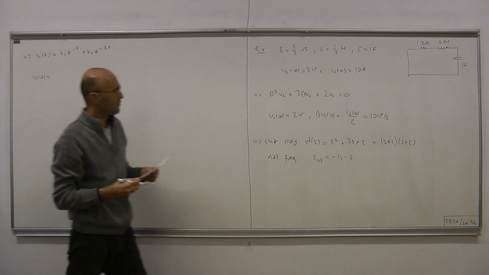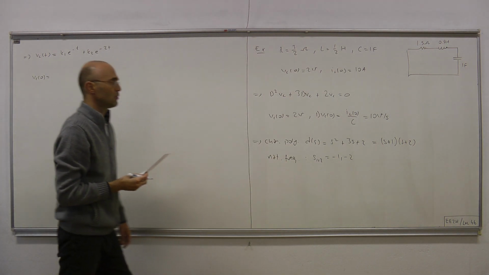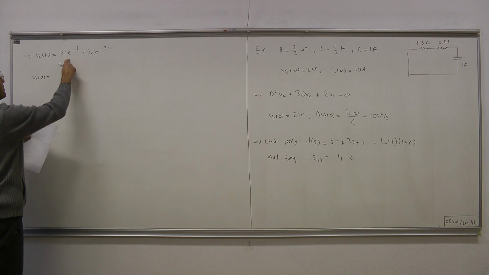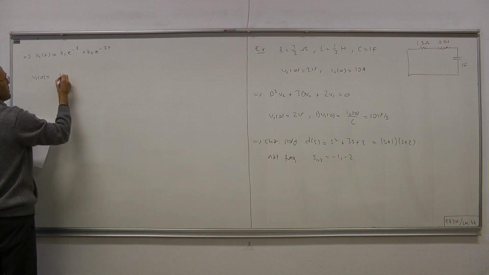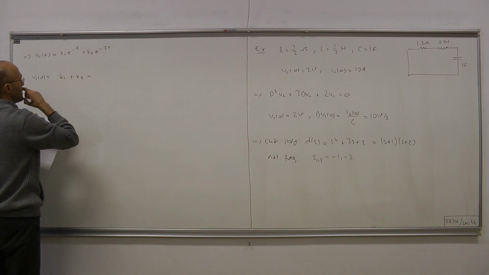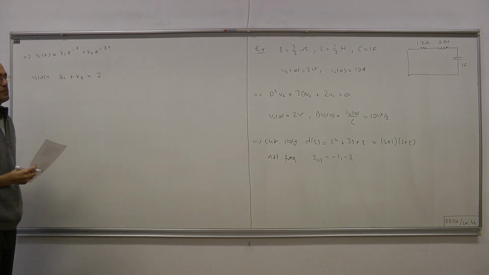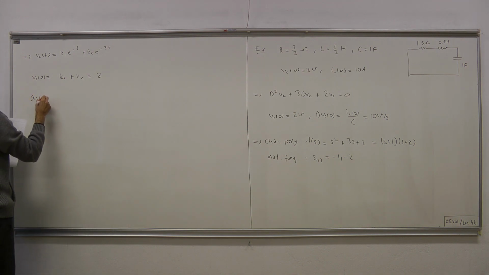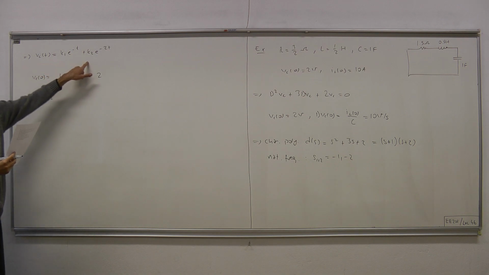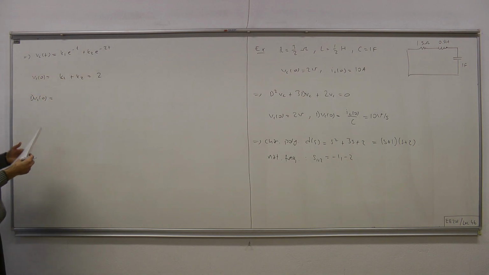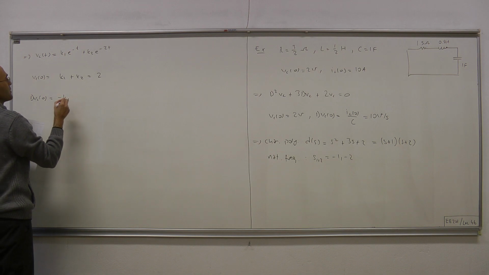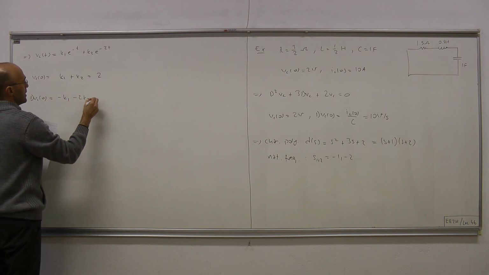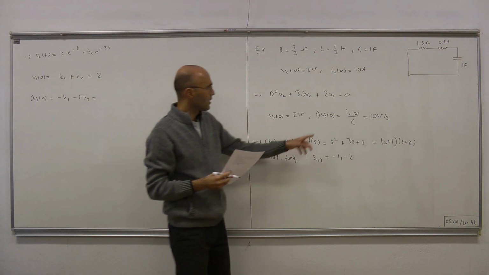Vc(0) we give it to be 2 volts. So plug in t equals 0, so what you have is K1 plus K2, and that equals 2 volts. And for the dVc(0), you differentiate it and then plug in t equals 0. In that case, you have minus K1 minus 2 K2 equals 10.